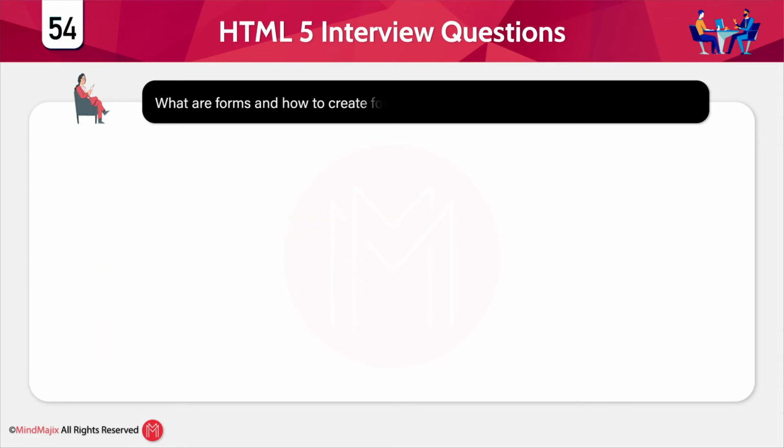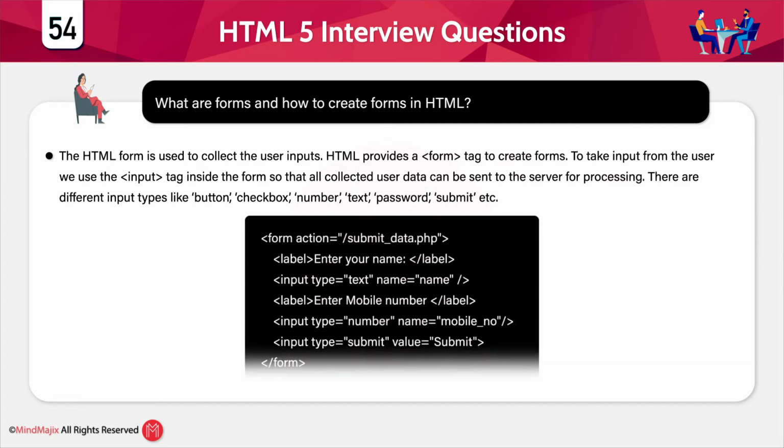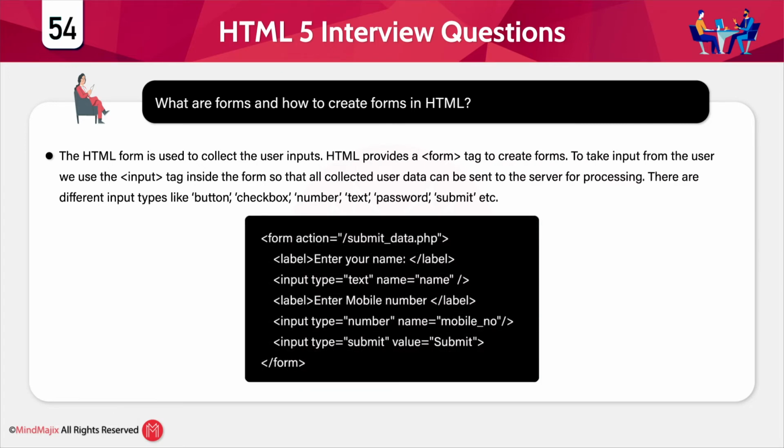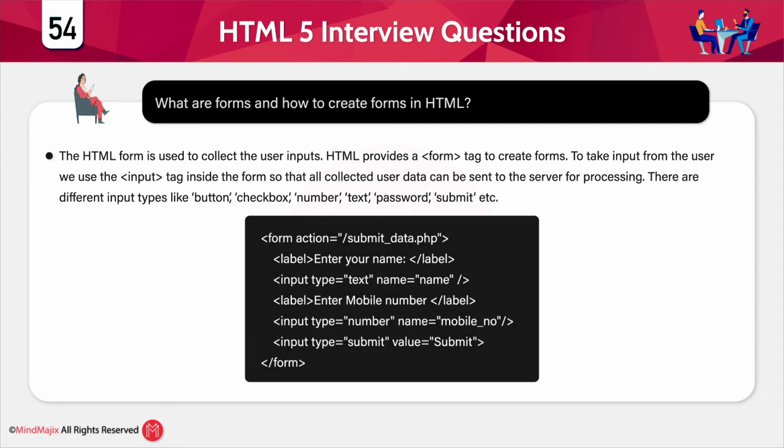How do we create forms in HTML? We know that: the form tag, the action attribute value, and a method value. The method attribute value is either post or get, and the action attribute value is the backend file name, where the control goes upon clicking submit. The label tag is used to label, for example, enter your name. This is a label, and the text field is input type equal to text. This is how we can go for the form tag.